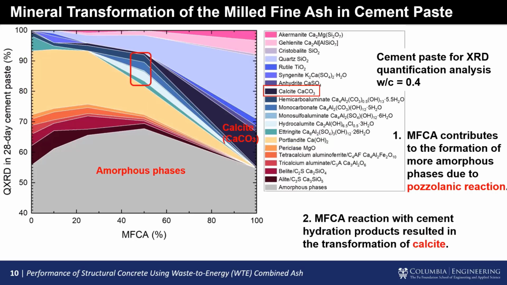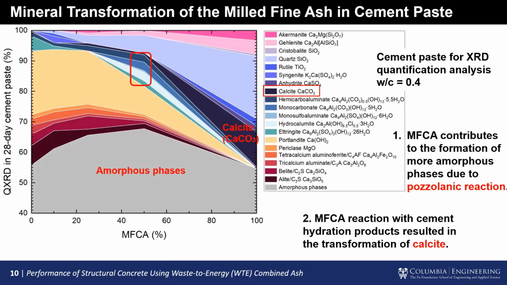The second transformation is the calcite. The calcite in the milled fine combined ash can react with the cement hydration products and form monocarbonates, hemicarbonates, accompanying the formation of hydrocalumite and anhydrite.